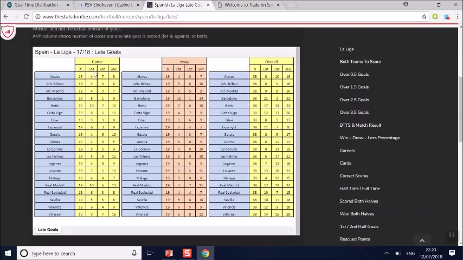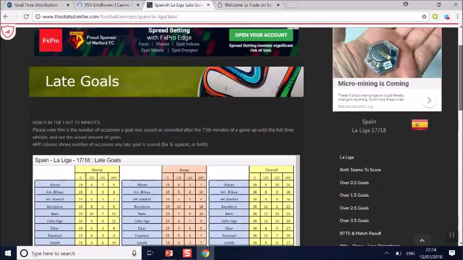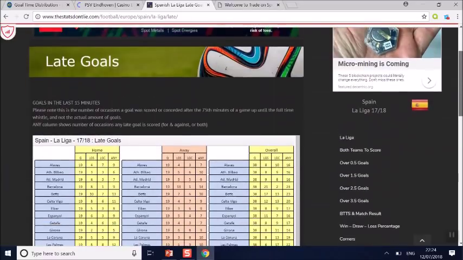They also break it down into late goals scored and late goals conceded. So again, it's just about having insight or access to data that can help to really make the difference between making enough good decisions for you to have a positive expectancy, as opposed to making ill-informed decisions which actually cause your system to have a negative expectancy.